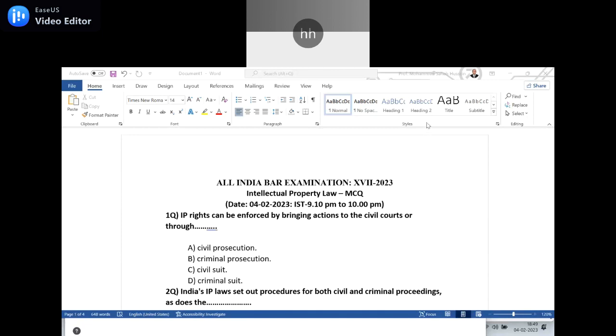Number 1. IP rights can be enforced by bringing action to the civil court or through dash. A. Civil prosecution. B. Criminal prosecution. C. Civil suit. D. Criminal suit. Option C, sir, civil suit. Wrong.